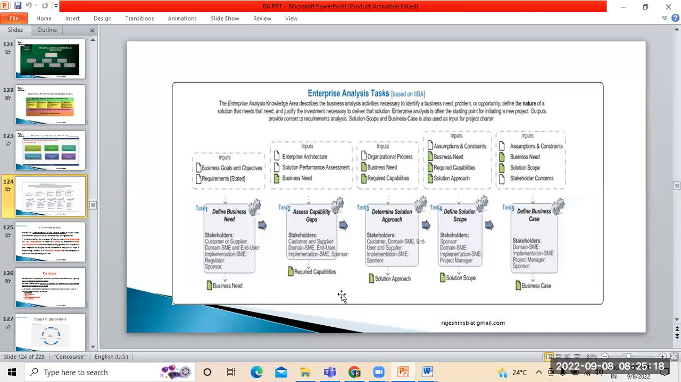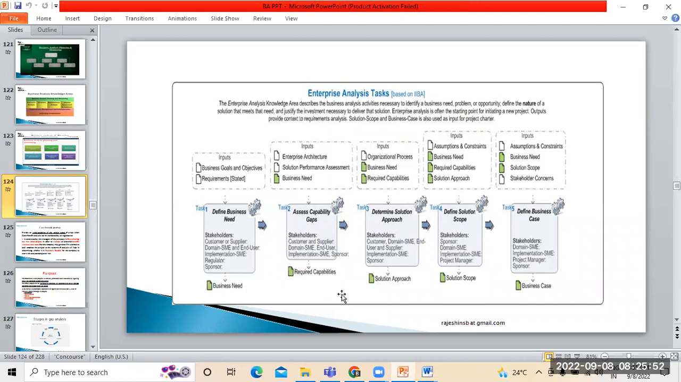Followed by this, you need to determine the solution approach, where you need to understand what kind of solution you are going to provide. Assume that we have not given any solution so far. Of course, as it is a case study, I have given the exact solution here, but assume that there was no solution, there was only a problem. If that was the case, you need to determine the solution approach.